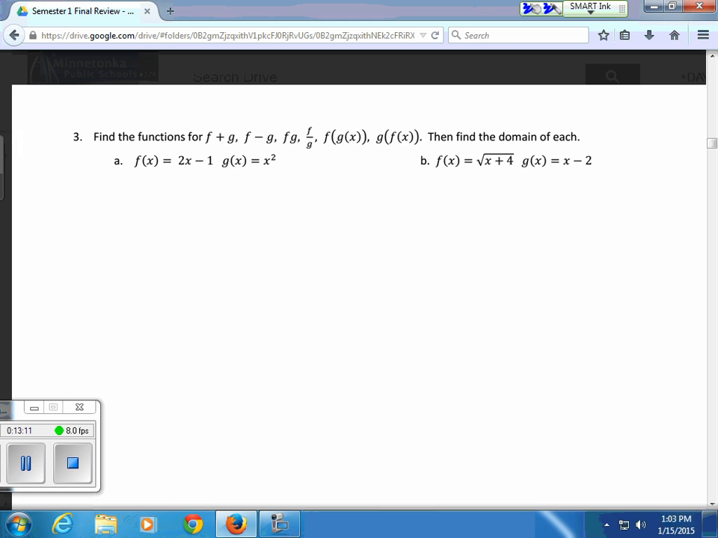All right. I'm going to do how to do these domains in clumps: F plus G, F minus G, and F times G. Everybody please be on this page on your iPad, 3, both A and B.